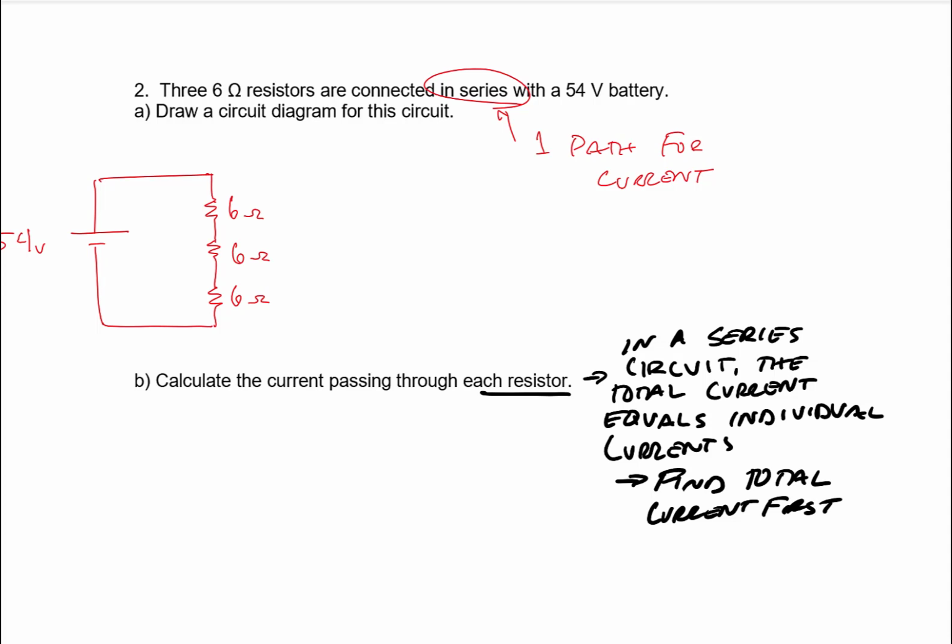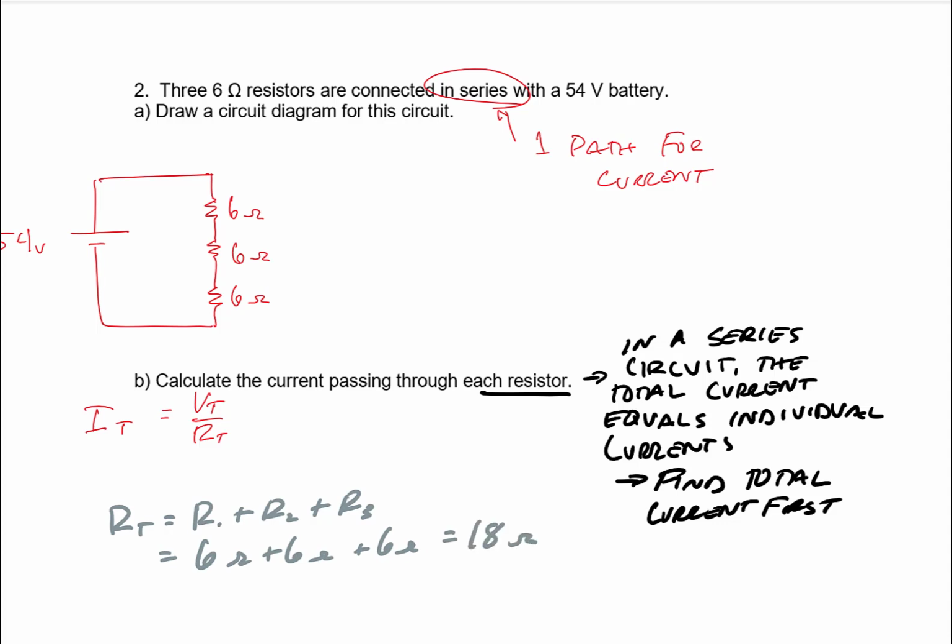That's how we have to do this. We have to find the total current first. In order to find the total current, we're going to take the total voltage and divide it by the total resistance. We need the total resistance. Because we're in series, it's R1 plus R2 plus R3. So 6 ohms plus 6 ohms plus 6 ohms.